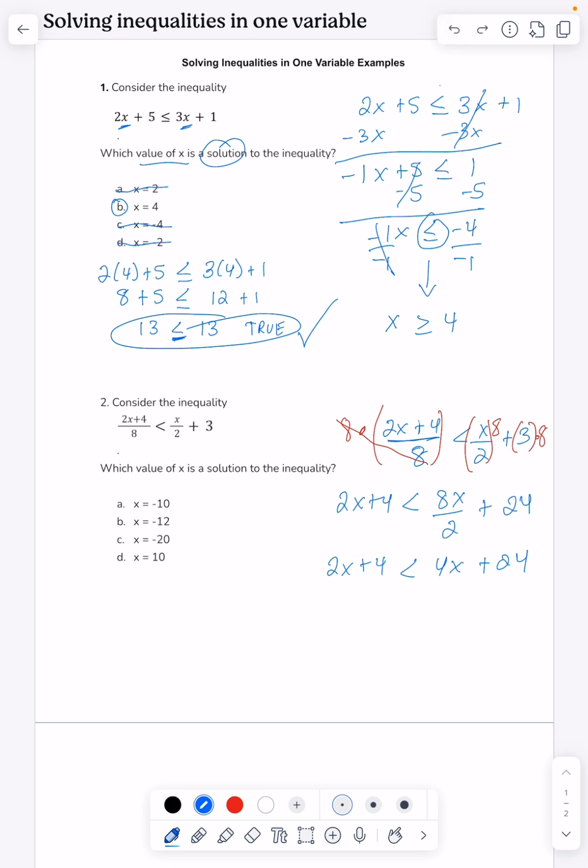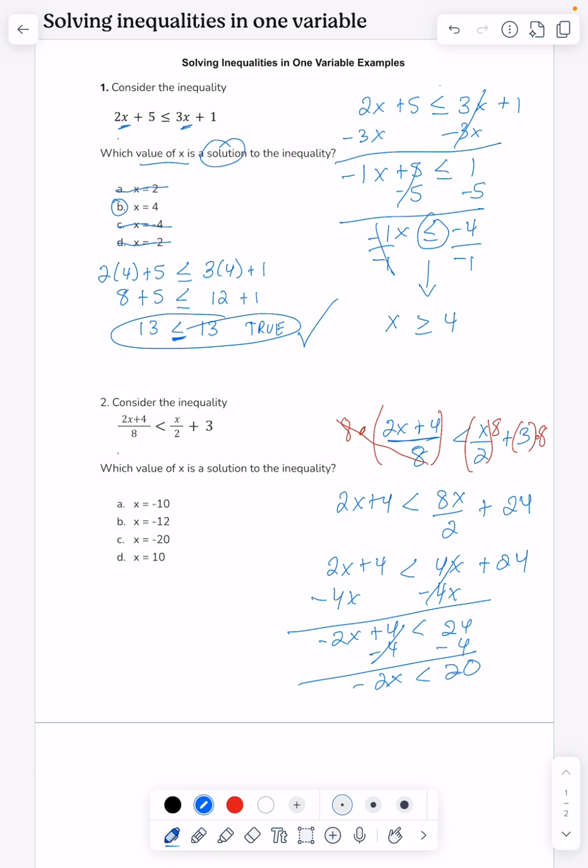Now we send all the variables to one side. In this case, I'm going to move the 4x to the left by taking the inverse. So I get 2x minus 4x is negative 2x + 4 is less than 24. Now I'm going to move the constants, or the numbers by themselves, to the other side. So I take the inverse of positive 4. I have negative 2x is less than 20 in this case, right?